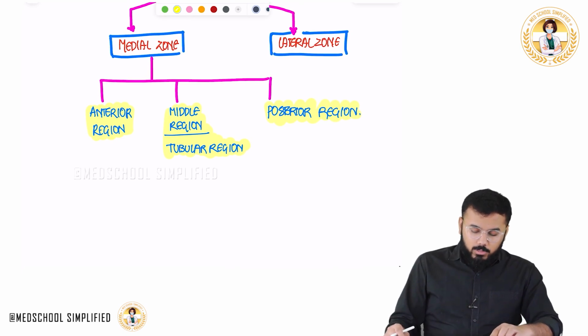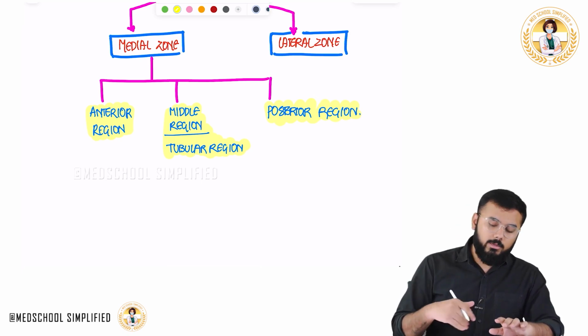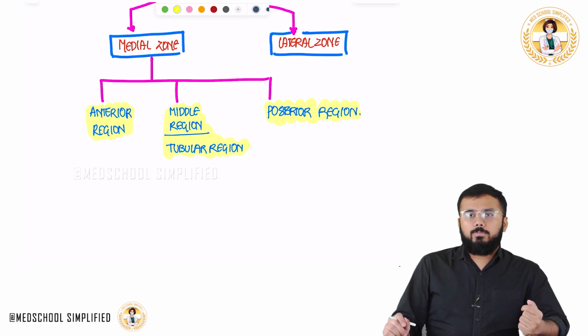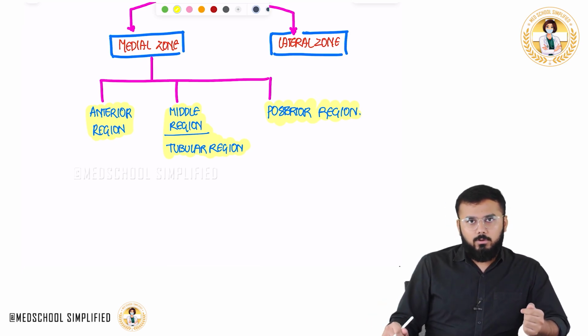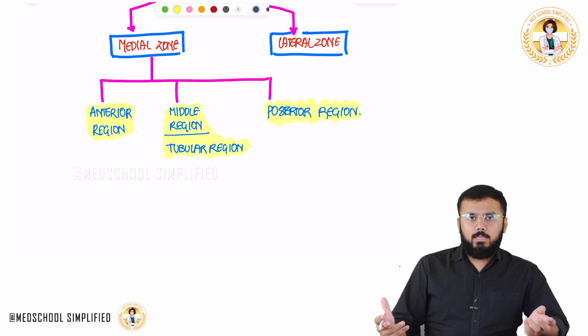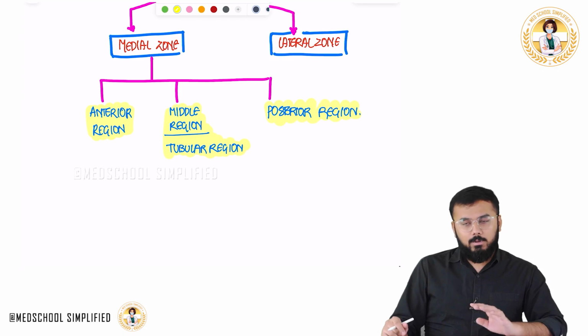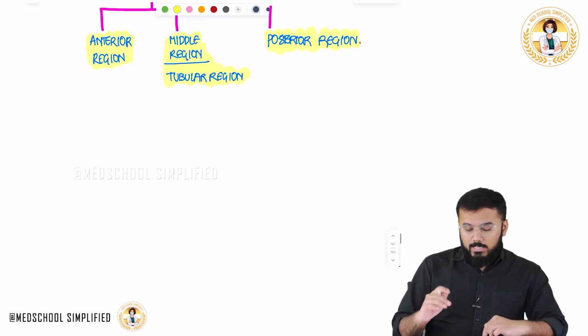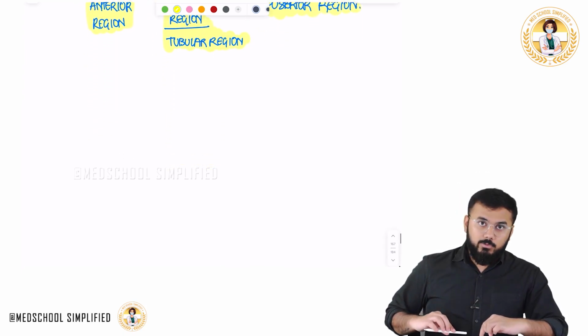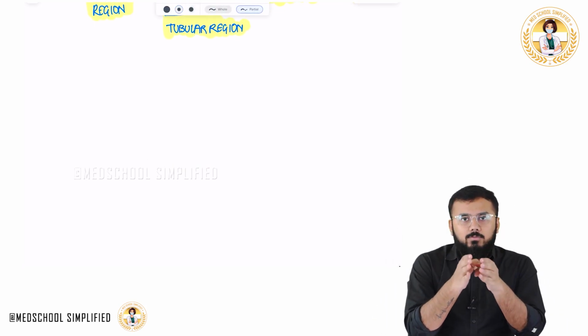Now to understand which nuclei are located in the anterior, middle and posterior regions, together there are more than 5 nuclei. To discuss all these 6 or 7 nuclei, it would be easy if you divide them into regions. That is why we have divided them into anterior, middle and posterior. To understand the names of these nuclei, you have to know the structures located in the medial surface of the cerebral hemisphere.